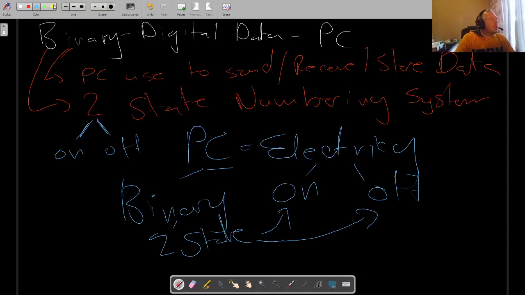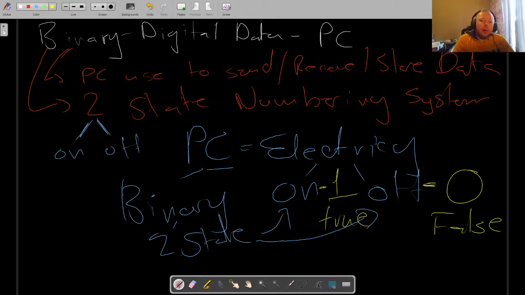These two states, you might have heard about an on being called a 1 and an off being called a 0. We can also call an on a true, and the off, we can also call that a false. Okay. Or you can go even further and you can say on can also be known as present, and off can be also known as absent. So that's how all data is sent.